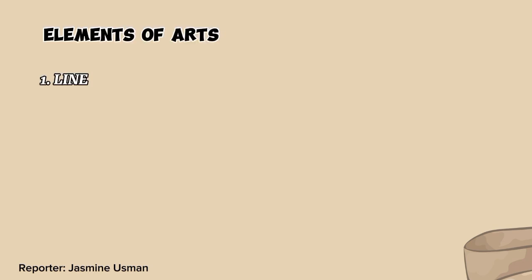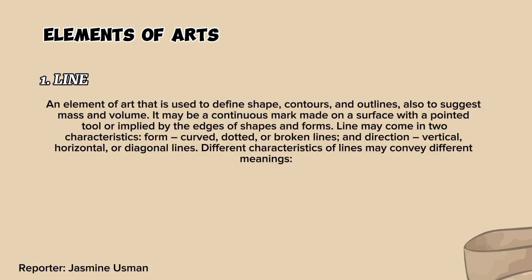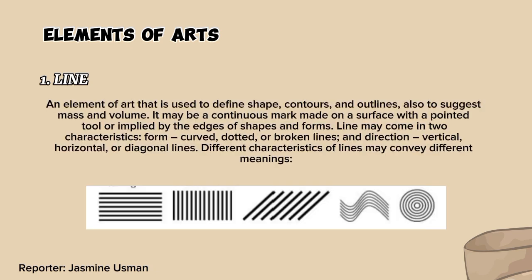Number 1 is the line. An element of art that is used to define shape, contours, and outlines, also to suggest mass and volume. It may be a continuous mark made on a surface with a pointed tool or implied by the edges of shapes and forms. Line may come in two characteristics, which are the form: curve, dotted or broken lines, and direction: vertical, horizontal, or diagonal lines.